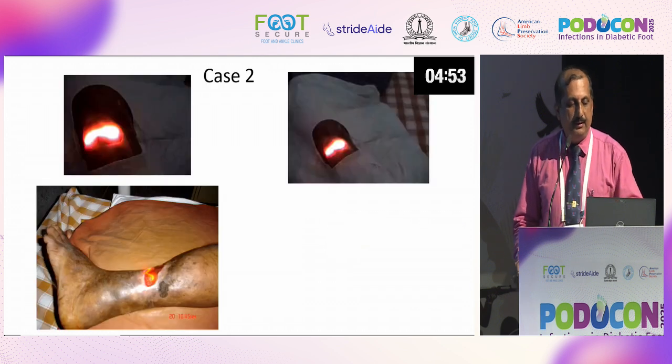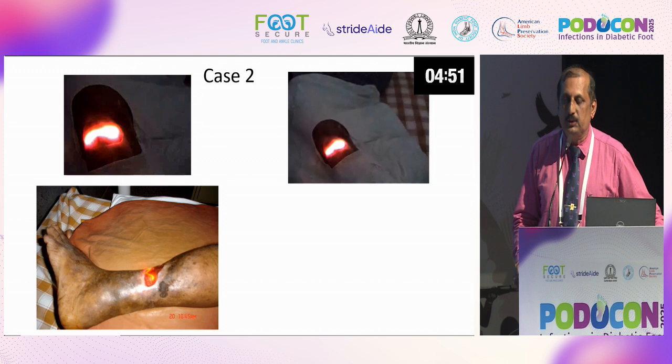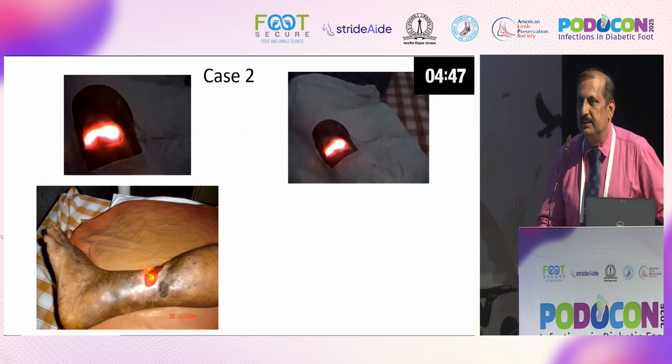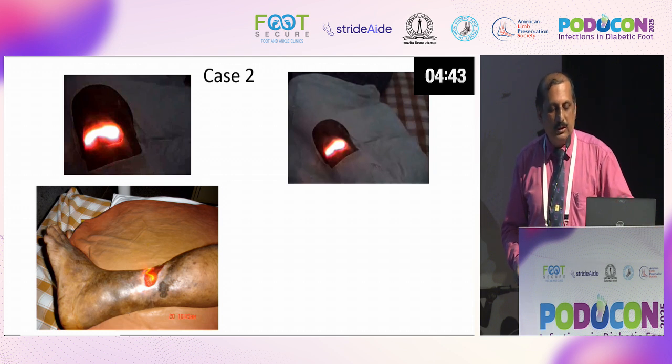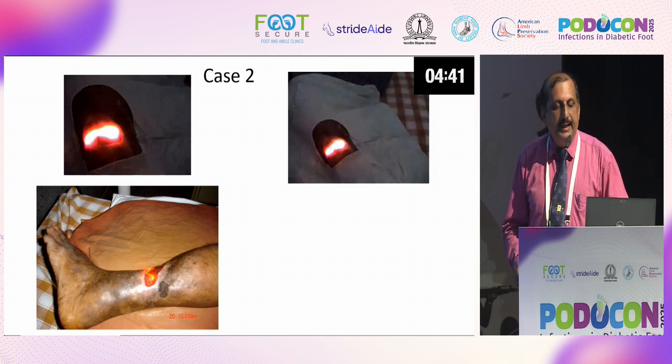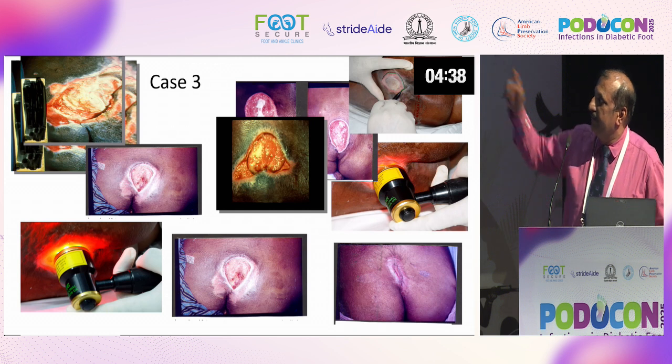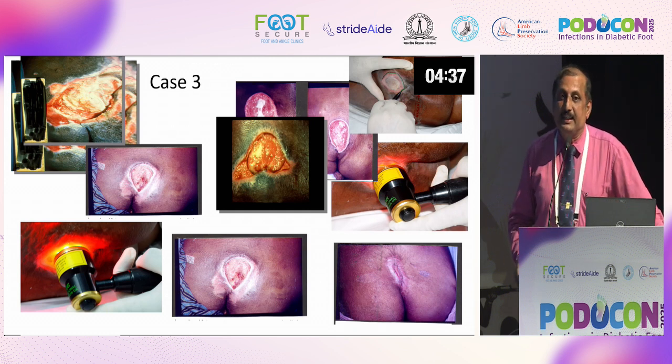The second one is a patient who also had diabetes with peripheral arterial disease and peripheral vascular disease, both arterial and venous disease. This is a venous ulcer. This was also treated independently. The next important thing, this case is a very interesting case. This is a pressure ulcer.